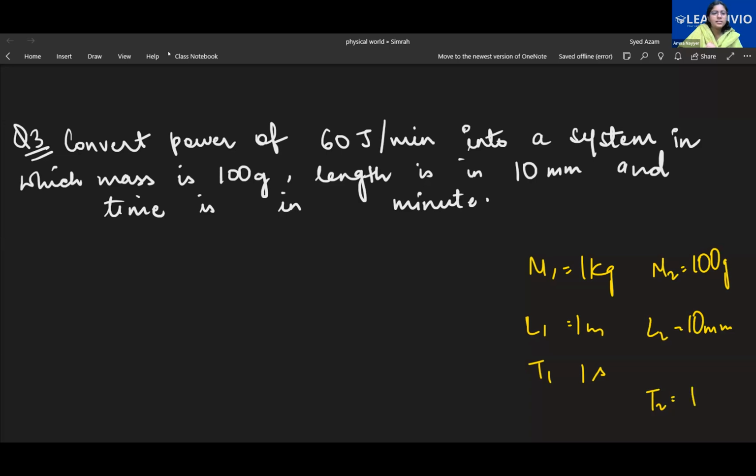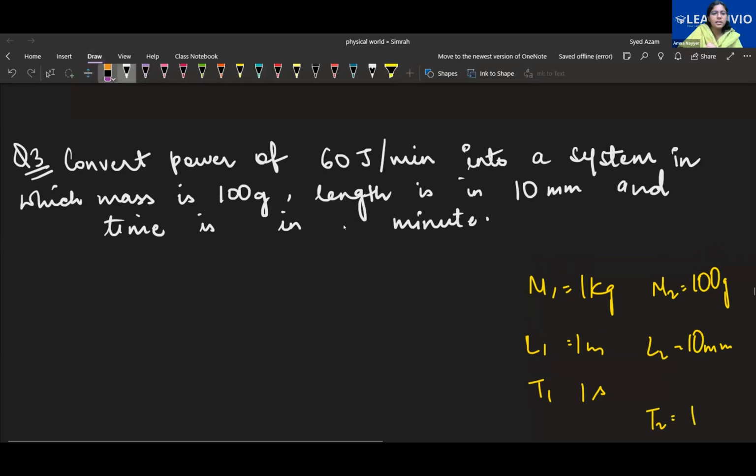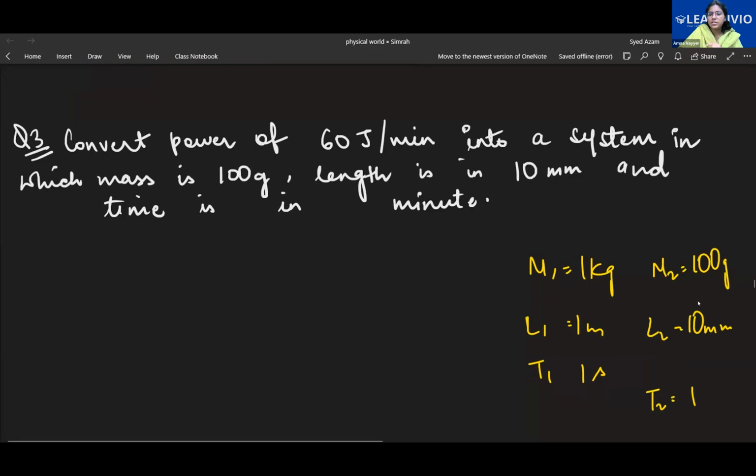In minute means in a minute. Is a minute okay? It's fine. Is a minute we are able to understand. Is a minute means it's just 1 minute. Okay. So this is what we have as our system.